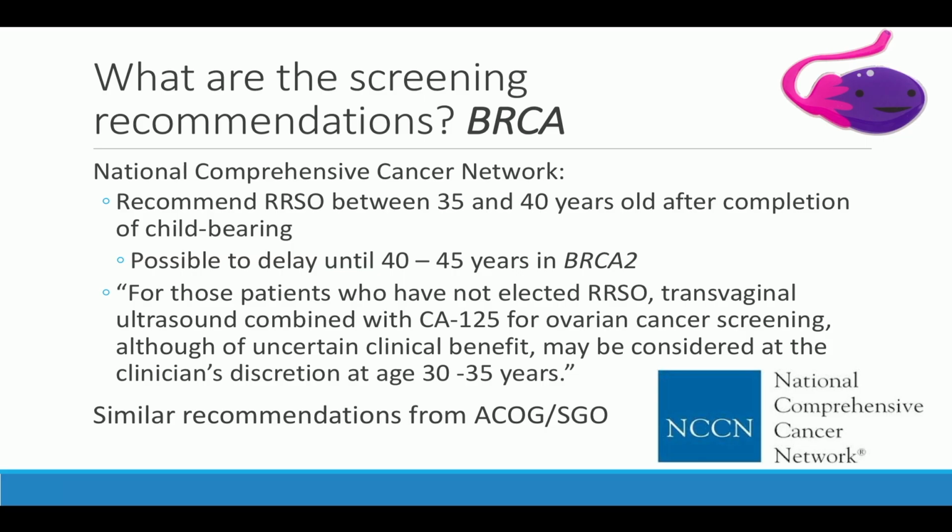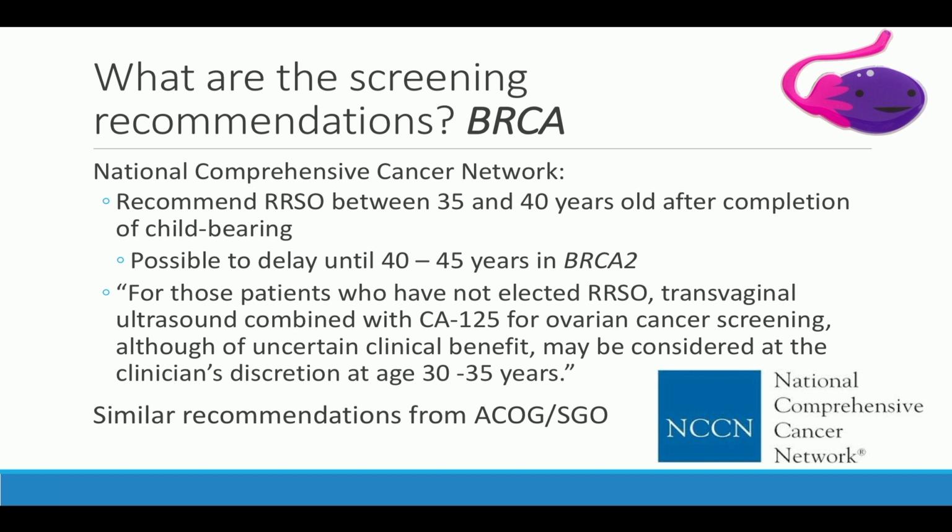And so we recommend what's called a risk-reducing salpingo-oophorectomy, so taking out the fallopian tubes and ovaries to reduce your risk of a future cancer, between the ages of 35 and 40 in BRCA1 after completion of childbearing. We delay a little bit in BRCA2 because the age of onset of these cancers is a little bit later.